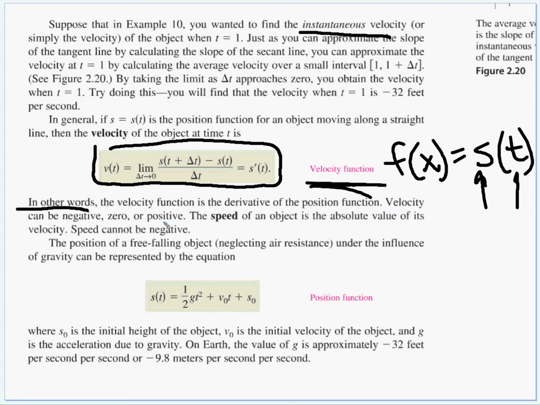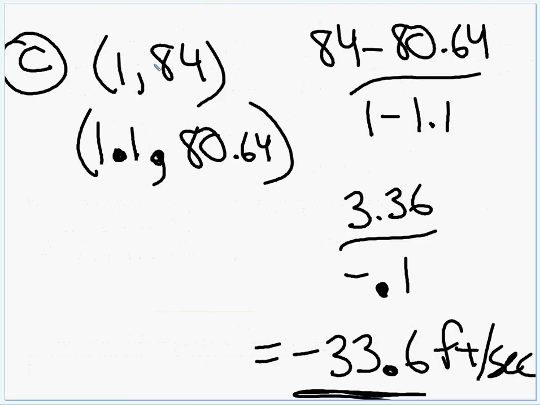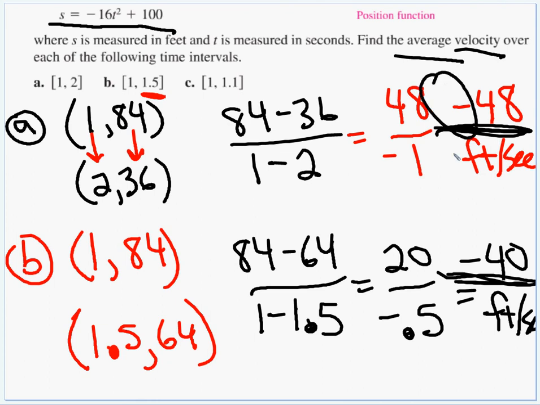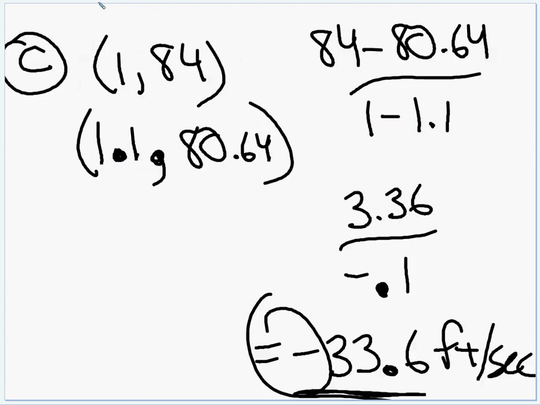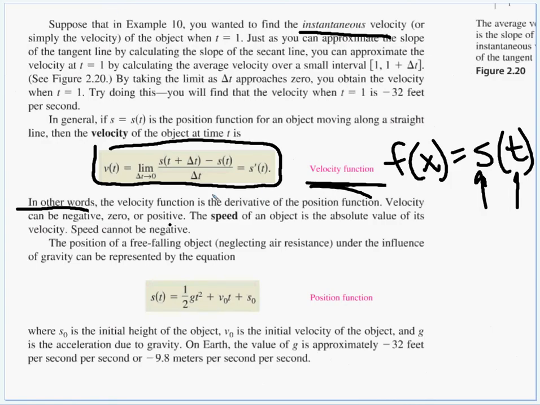Velocity can be negative, 0, or positive. I didn't point that out in our last example. All of these answers were negative, and that just means it's going down. In this example, we dropped a billiard ball off a building, and the negative says our ball is going down toward the ground. Velocity can be negative or 0 or positive.